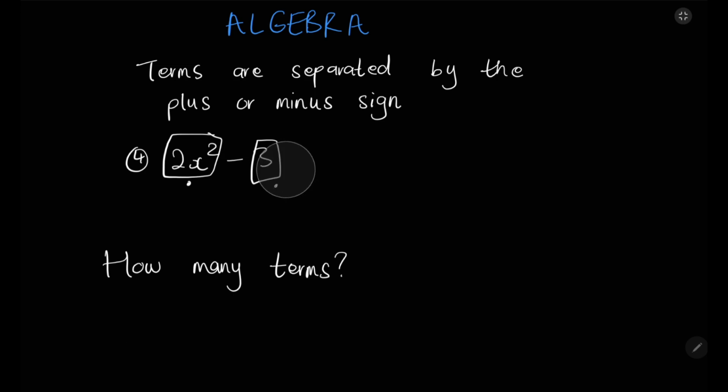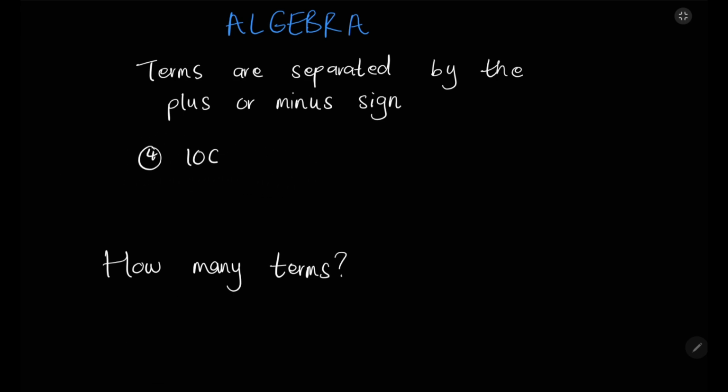Now what if we had, let's say, 100y plus x to the power 2? We have a plus sign. We have 100y and x to the power 2. We have 2 terms.